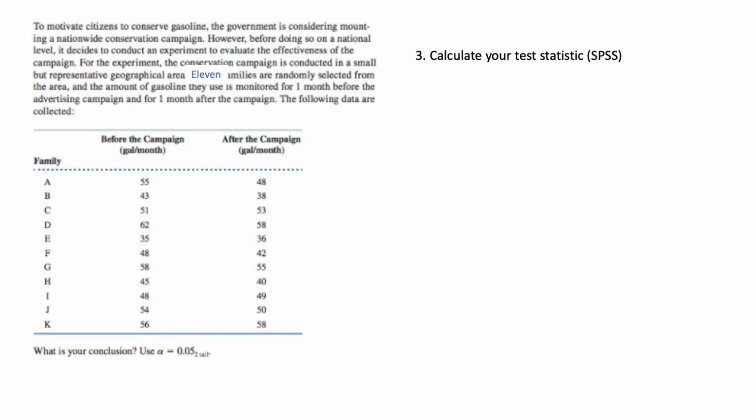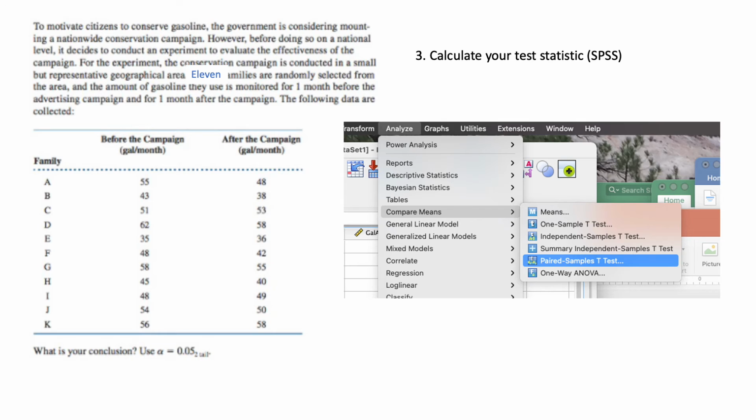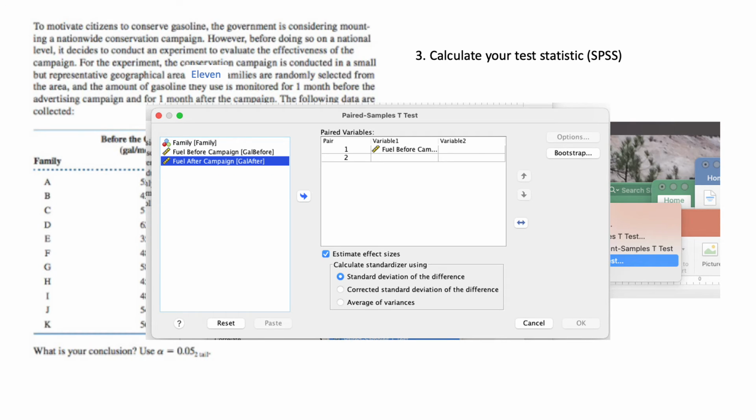Here's how I do the actual analysis in SPSS. I go to Analyze, I am comparing means, and I'm going to do a paired samples t-test. When this box pops open, I need to move the variables over into the pair. I'm only going to have one pair. Don't worry about the row for two. I've only got one pair. I've got families and I've got before and after.